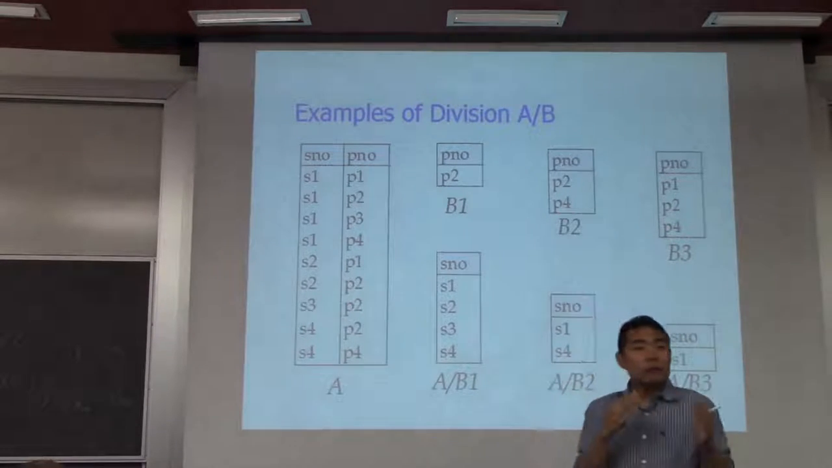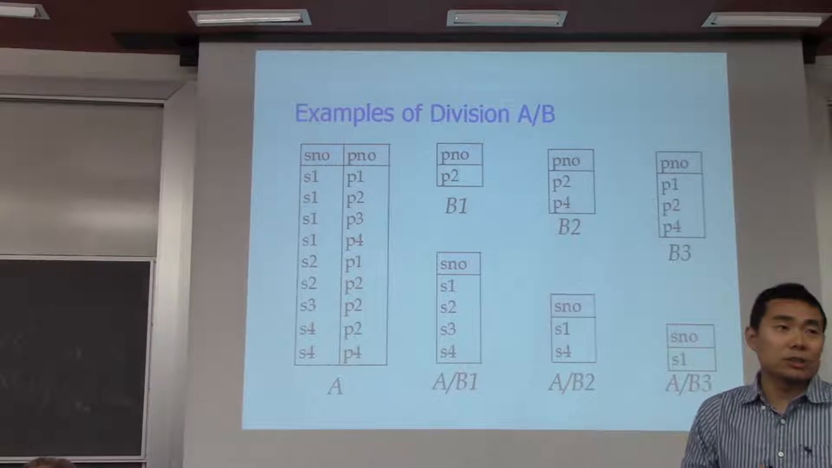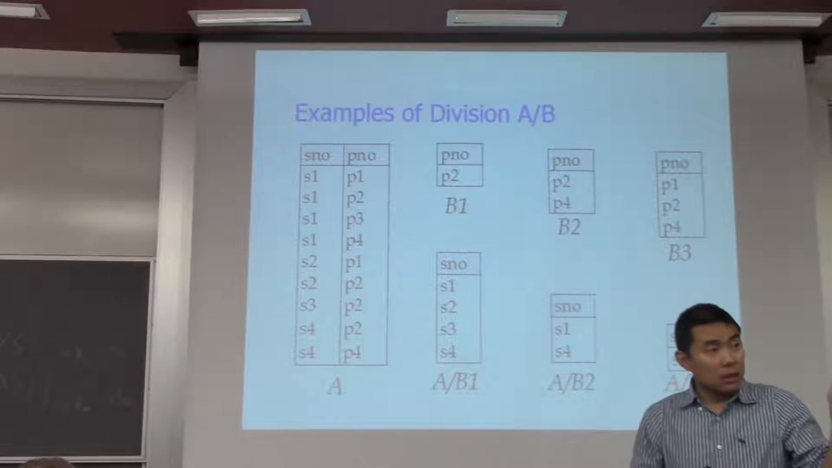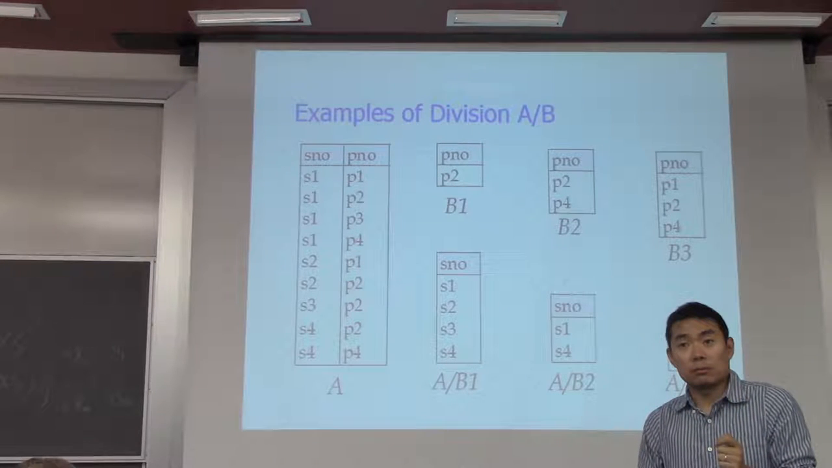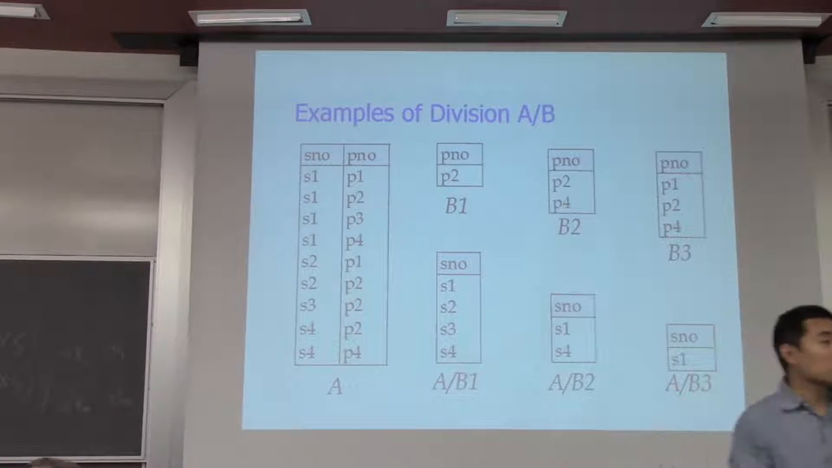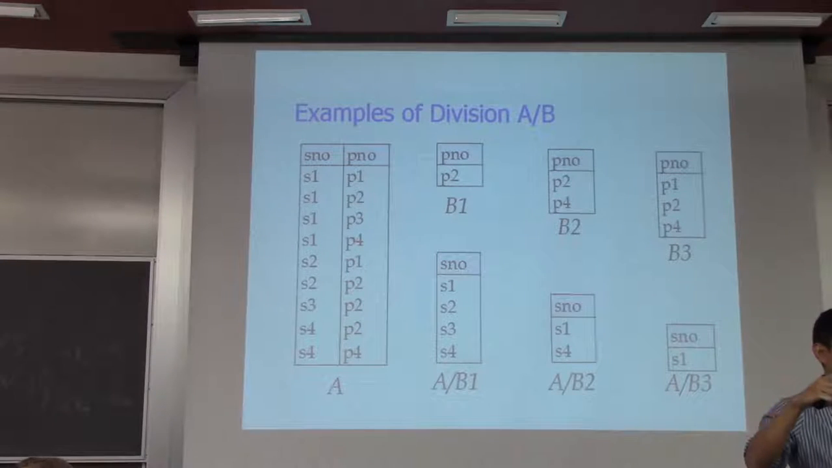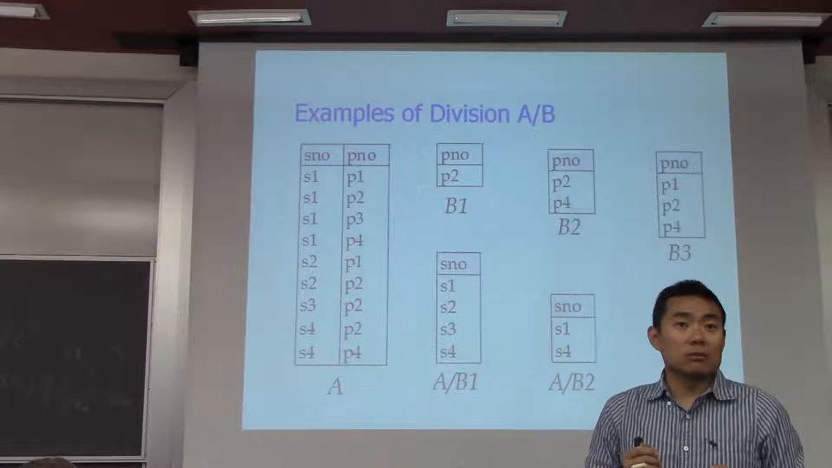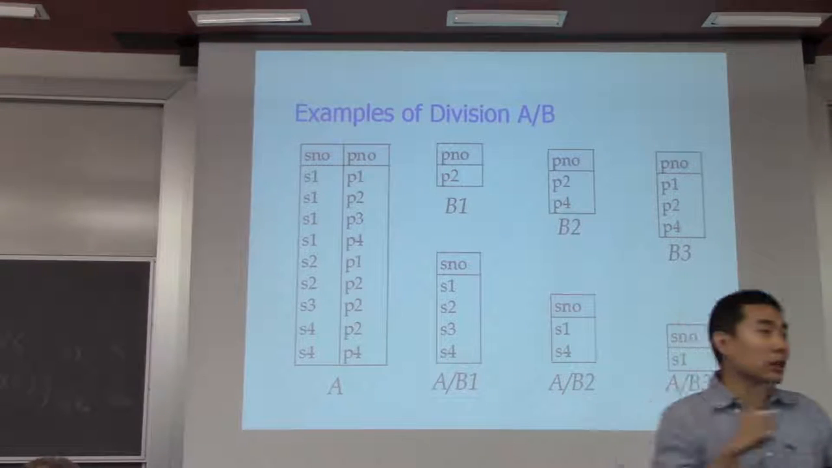From this motivating example, we can see the semantic behind the division operator, which is to find all the attributes from the first table that match with all values from the second table. We find attributes from the first table that have a matching pair when you consider all the possible matches between that attribute and the values from the second table. Is that clear? The challenge is, how do I formalize what I have just said?